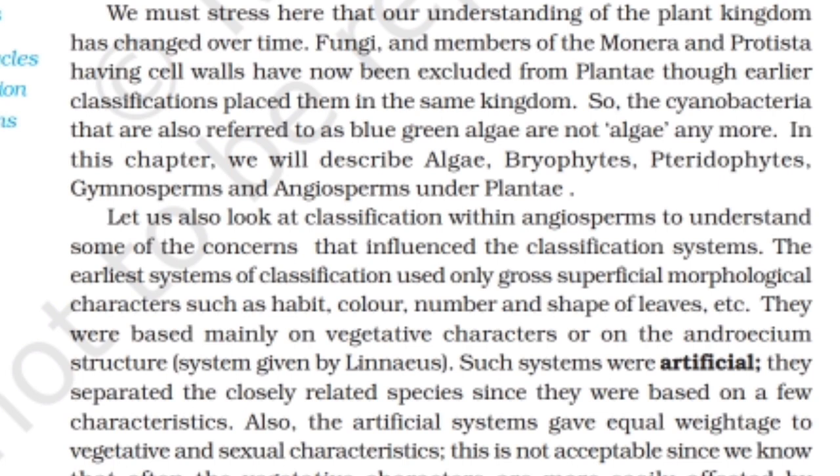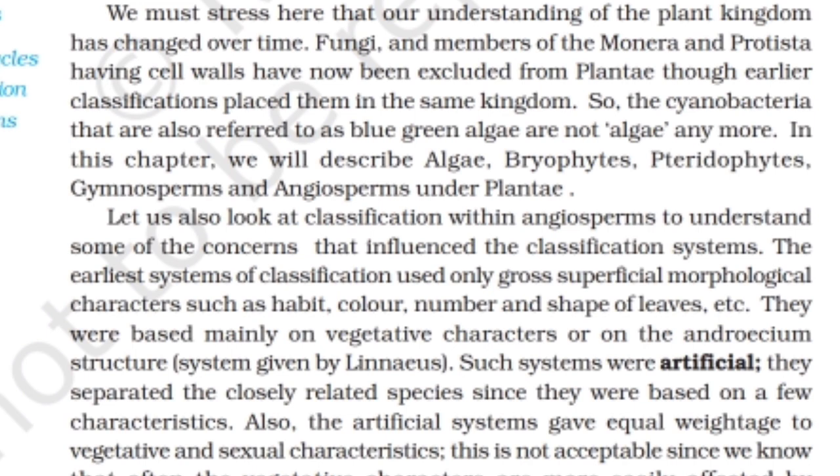We must stress here that our understanding of the plant kingdom has changed over time. Fungi and members of the Monera and Protista having cell walls have now been excluded from Plantae, though earlier classification placed them in the same kingdom. So the cyanobacteria, that are also referred to as blue-green algae, are not algae anymore. In this chapter, we will describe algae, bryophytes, pteridophytes, gymnosperms, and angiosperms under Plantae.